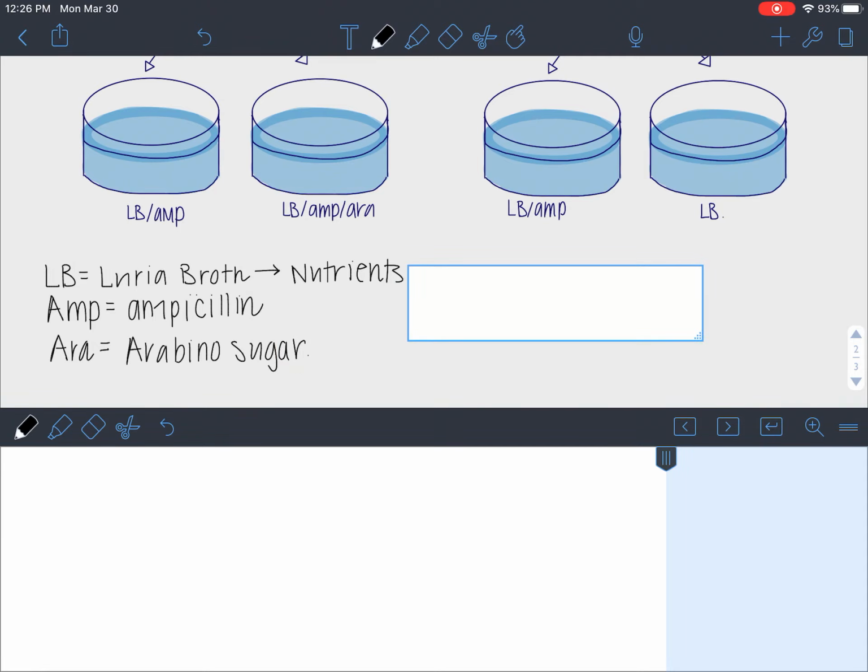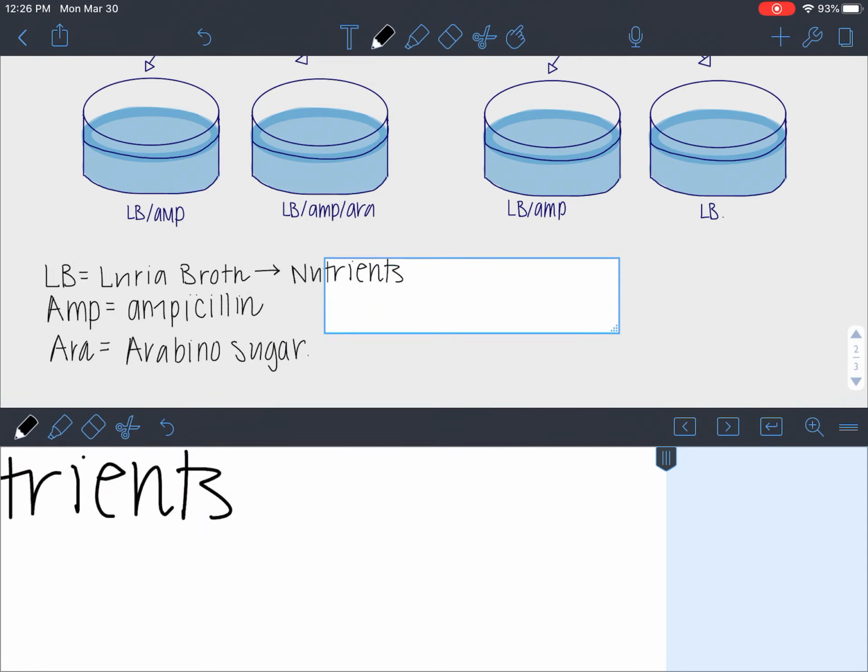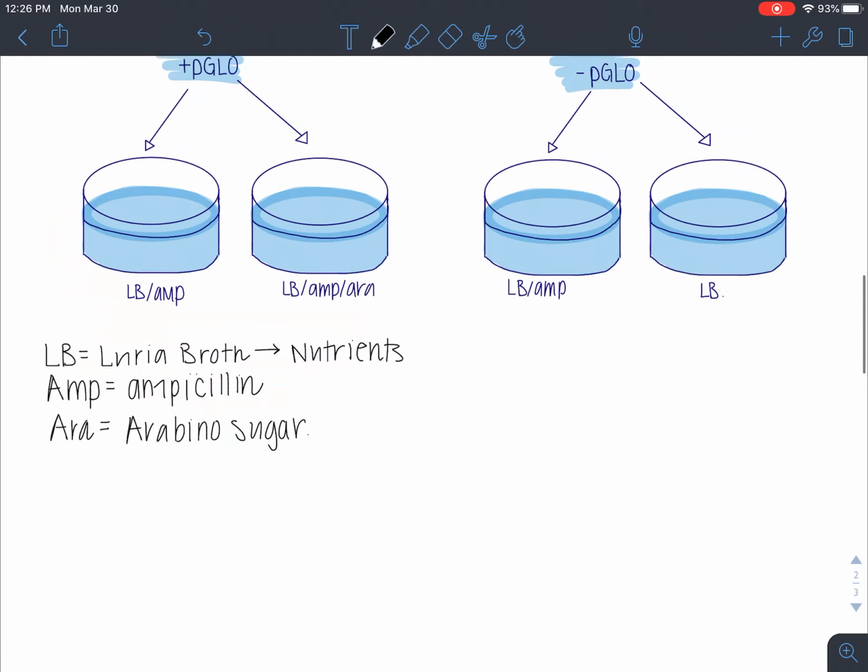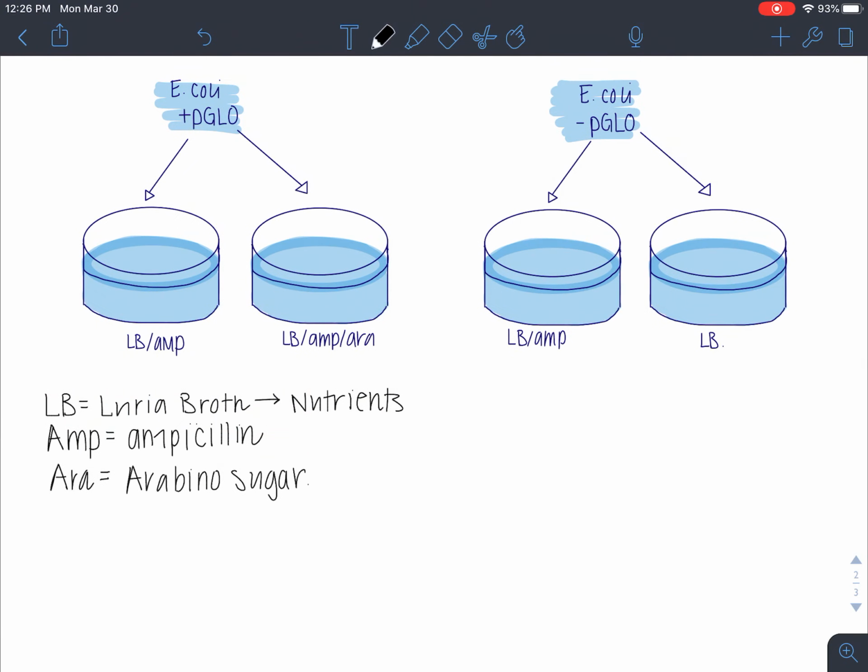So for your job today, you are going to predict the types of things that you're going to see on these plates. The E. coli plus pGLO plates that have LB and ampicillin, or LB, ampicillin and arabinose, and the E. coli minus pGLO plates that have LB ampicillin and LB.